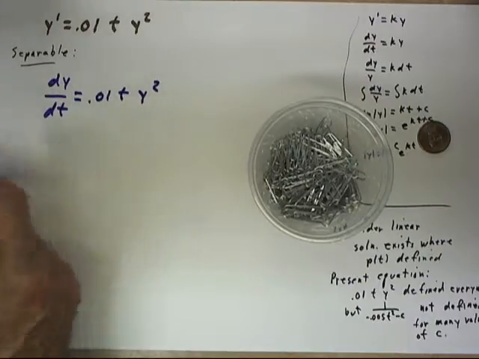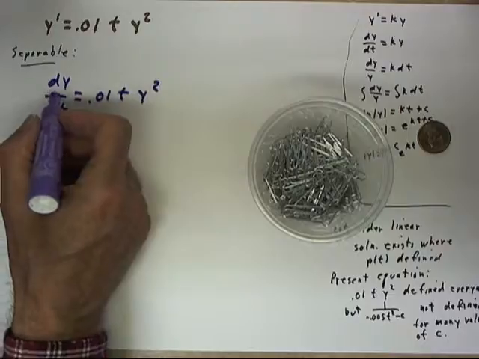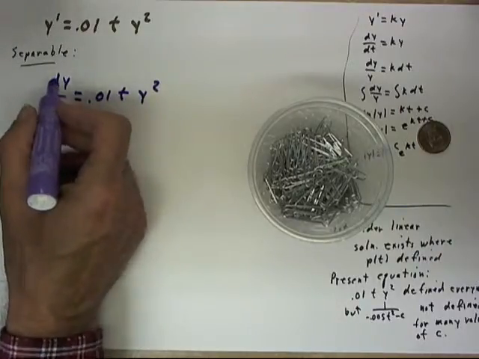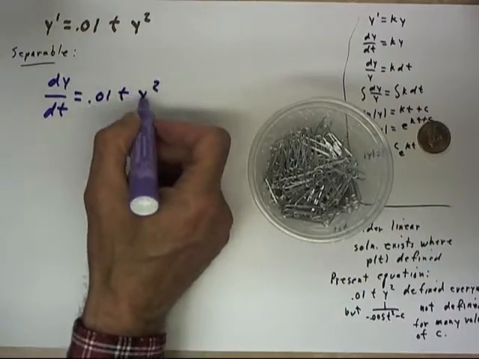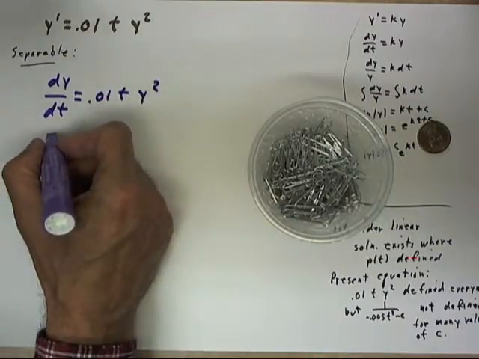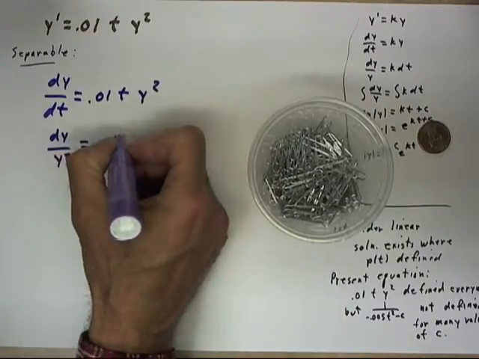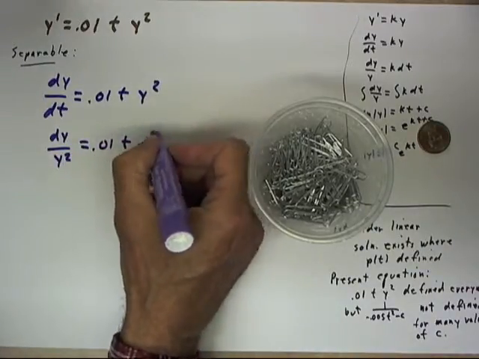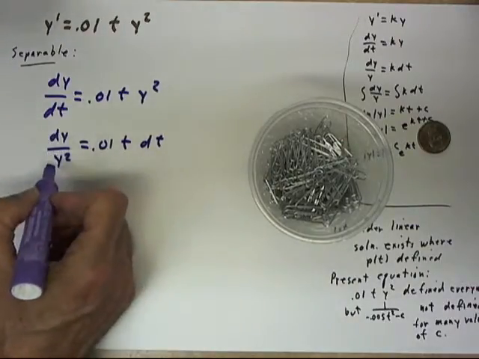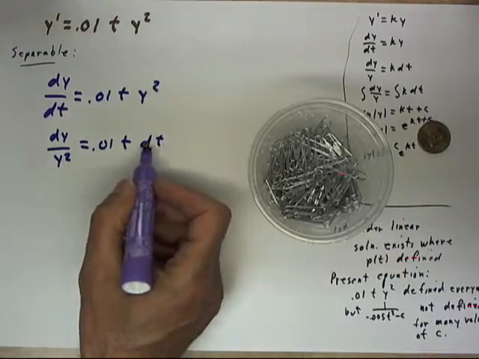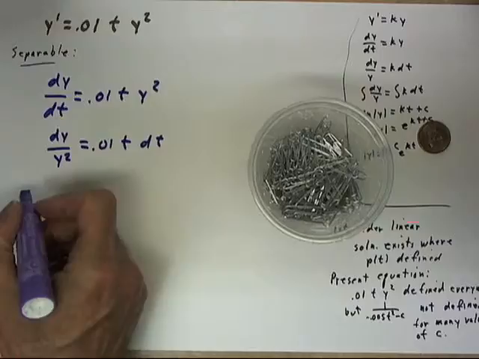This can be rearranged. Now, this is kind of a formal rearrangement, and we'll see why this works theoretically a little bit later maybe, but if we multiply both sides by dt and then divide both sides by y squared, we get dy over y squared equals 0.01 t dt, and we've separated the y's onto this side and the t's onto this side. We've separated out the y and the t so that we can integrate both sides.